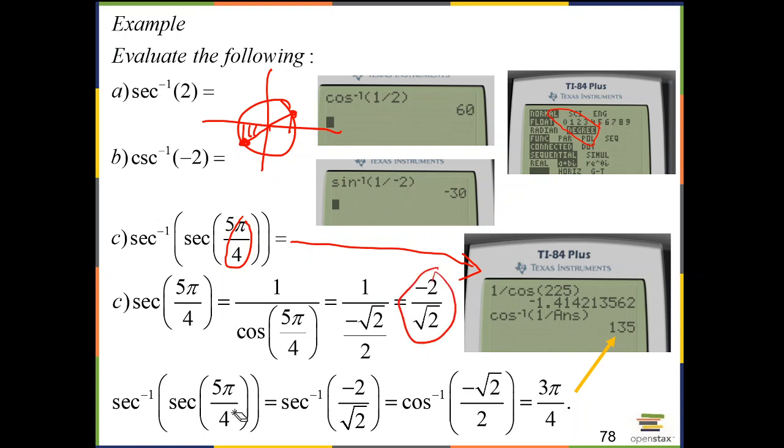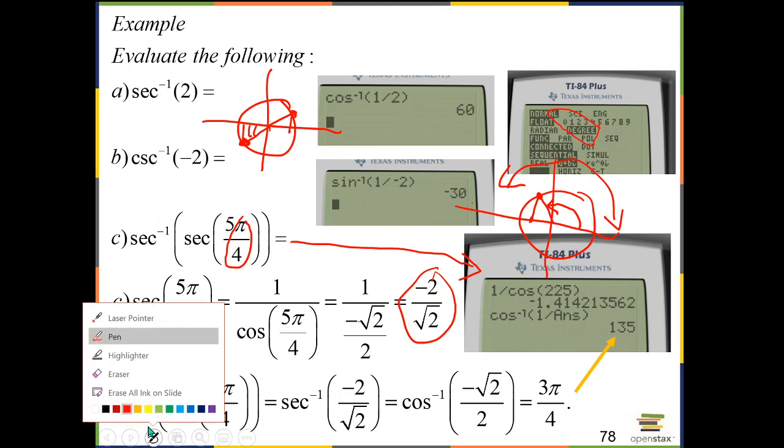So secant inverse of this is secant inverse of negative 2 over square root of 2. Then this is the same as cosine inverse of negative square root of 2 over 2. And in the restricted domain of cosine, over here in this region, what is an angle whose cosine is negative square root of 2 over 2? It is about right here. So the angle that has that cosine is 3 pi over 4, which the calculator gave us as 135.